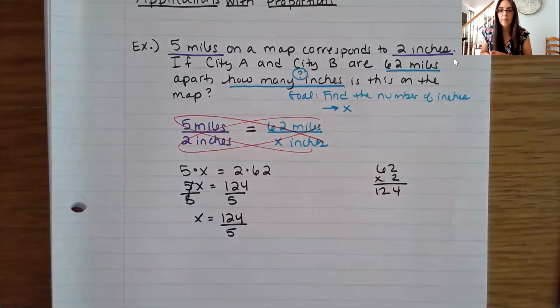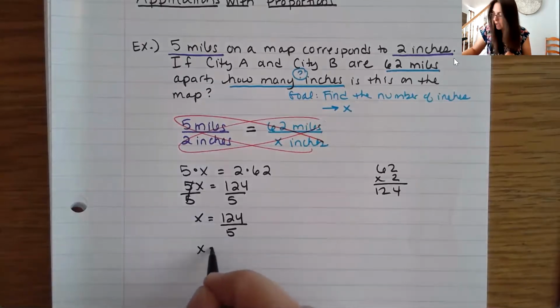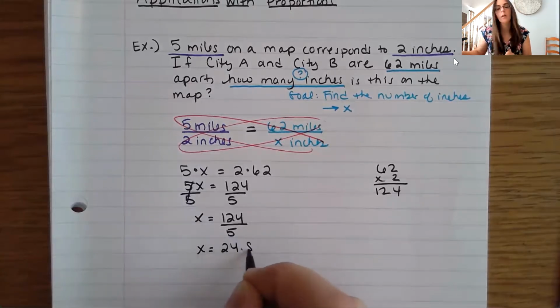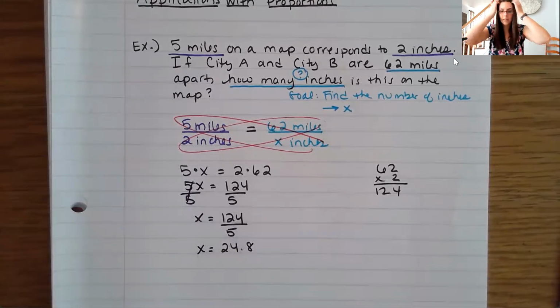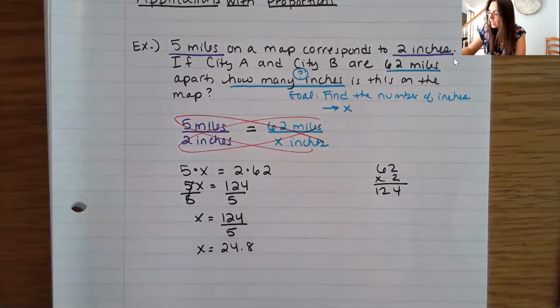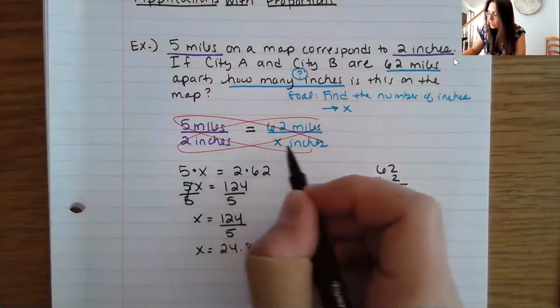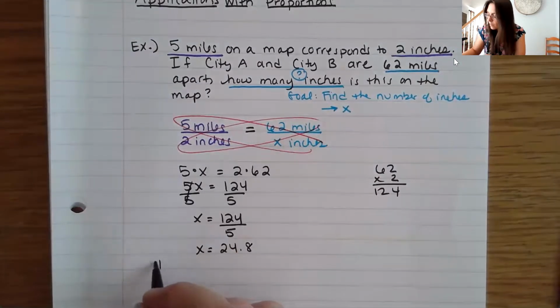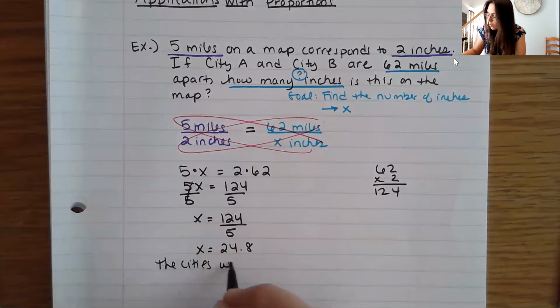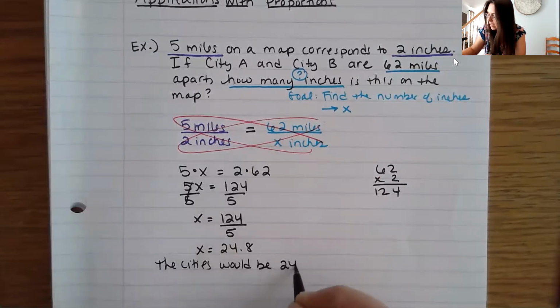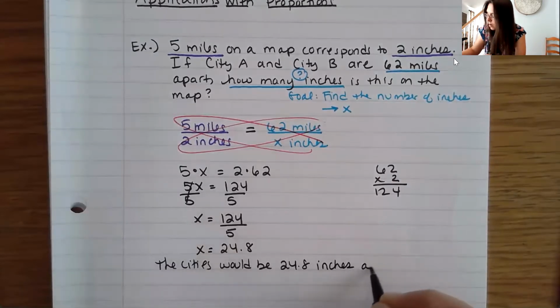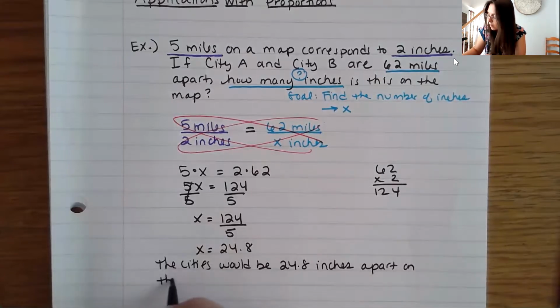Now, 124 divided by 5, that's great, but it's kind of hard to understand what that means. So maybe I'm going to take out my calculator here and just see what that becomes. When I take out my calculator, I do get 24.8, which I think makes a little bit more sense here. I'm just going to use the decimal answer, but you can also use the fraction answer. I'll do that in a second. So here I just use my calculator. And remember that the X we were trying to find is about inches. So the answer would be that the cities would be 24.8 inches apart on the map.